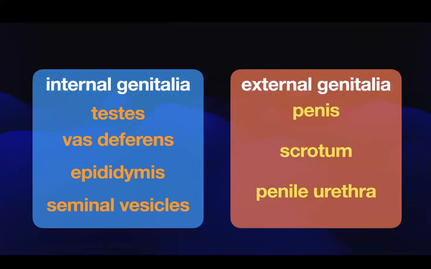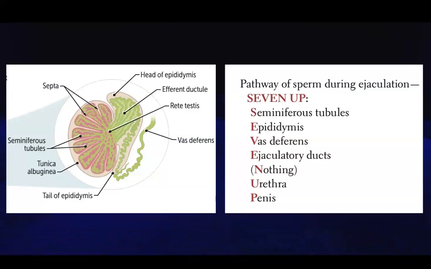So within the internal genitalia, what we're really going to focus on today are the testes, the vas deferens, the epididymis, the seminal vesicles, and some other random stuff. And for external genitalia, mainly we're going to be speaking about the penis, the scrotum, and the penile urethra, kind of, but not really. The way I like to approach the internal genital tract is to swim up. For a second, I want to take you on a journey where we follow a sperm as it goes up from the testes and out of the body.